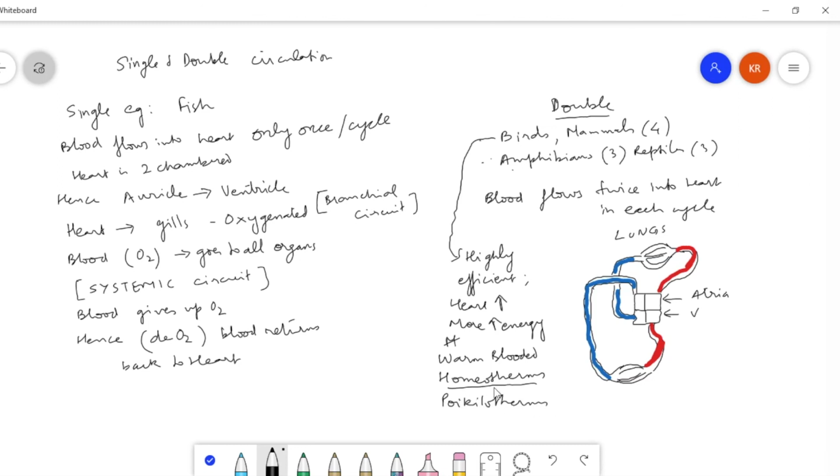poikilotherms. So as this has evolved into homeothermy, they are able to keep the body temperature constant by spending more energy. They have to continuously find methods of eating food, whether for a bird or for a mammal. Then this system becomes efficient. So you can see that as evolution has taken place, systems have become adapted to the kind of lifestyle that they are involved in. So this is the difference between single and double circulation.